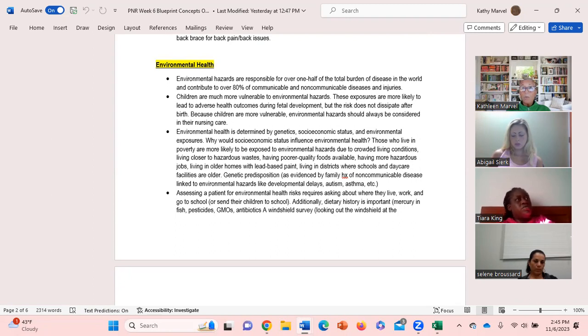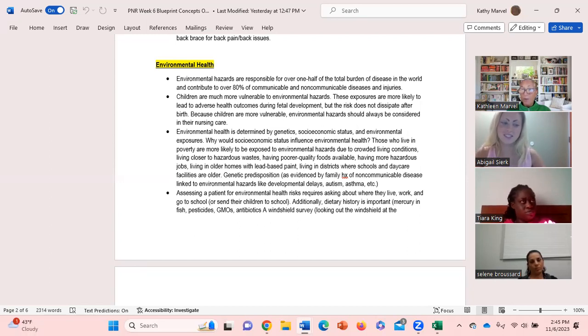Just think about doing a windshield survey around your neighborhood. What environmental risks do you see? What environmental risks are in your neighborhoods? A lot of really bad roads. Bad potholes. Roads, yep.